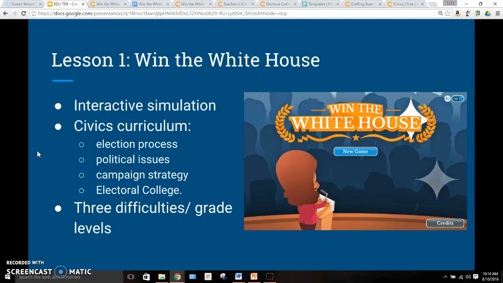They have to determine what states they visit, how they run, whether they run a negative or a positive TV ad, how they spend their campaign money, and where they fundraise. I'll show you an example of that in just a second. And then it makes them choose the states with the highest electoral votes, which brings in the electoral college aspect of it.